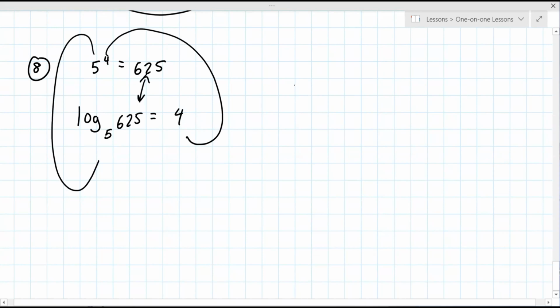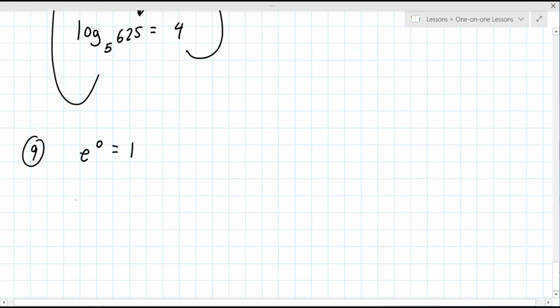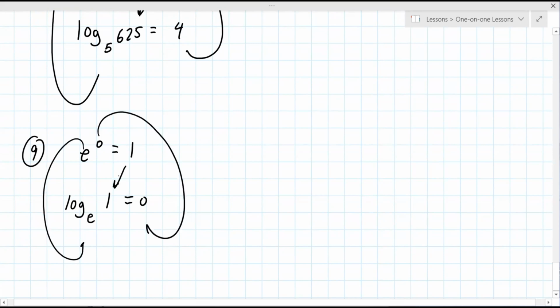What I usually suggest is to have a reference in your notes, so you can just see where to move things, because it's awkward otherwise. You can easily put the wrong number in the wrong place, especially in a multiple choice setting. So e to the 0 equals 1. This one's a lot harder because you have to know about natural log. This is log base e of 1 equals 0. Again, this goes here, this 0 goes here, and this 1 is here.